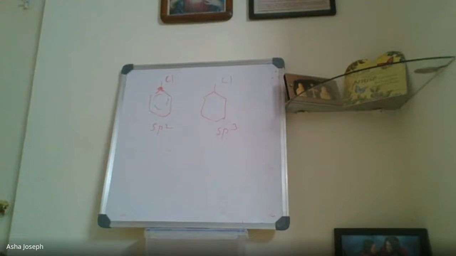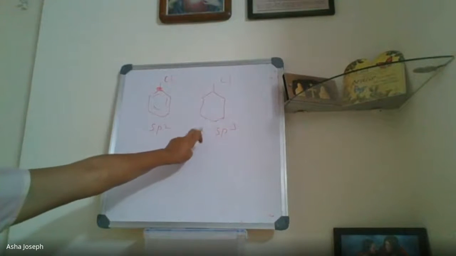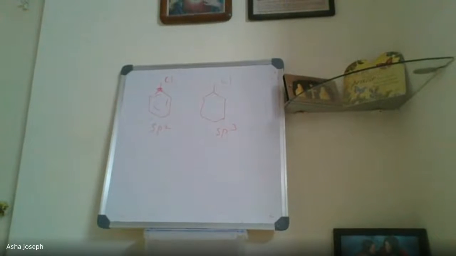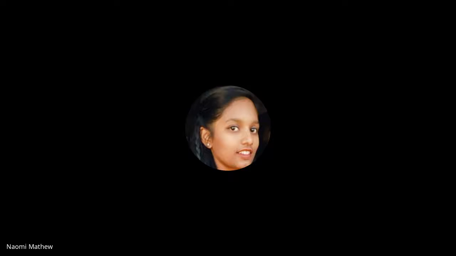Chlorine will try to pull the electron towards itself. So that is not happening as in the case of this one. Here the hybridization is sp3, that carbon will allow chlorine to pull the electrons towards itself more than in the case of chlorobenzene. Is it clear now? Yes, ma'am.